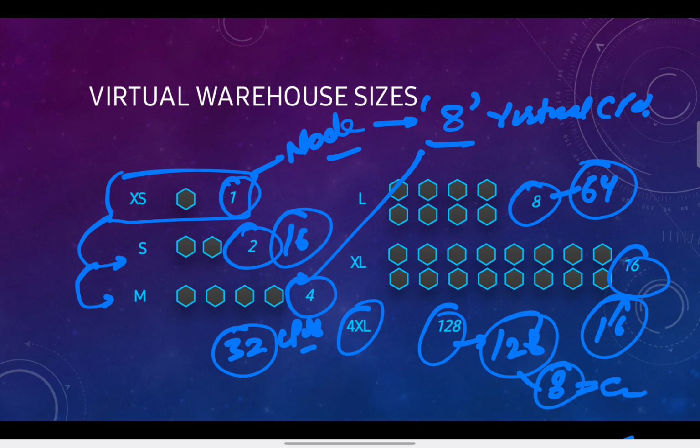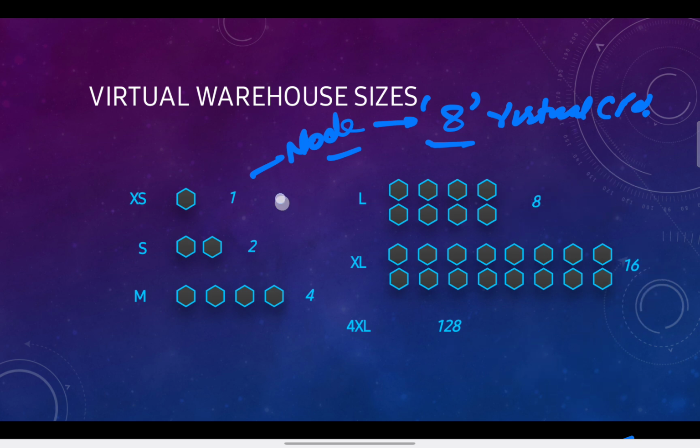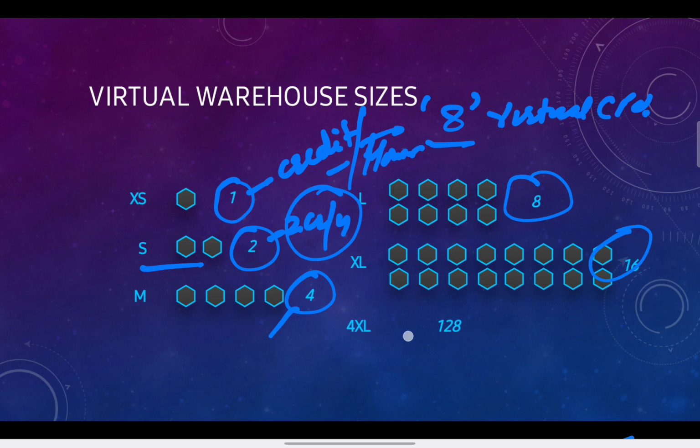So each size determines how many Snowflake credits you consume per hour. The bigger the warehouse, the more the charges per hour. So what I have written, these are the nodes. One node means 8 virtual CPUs, and one node consumes 1 credit per hour. In small there are 2 credits, so there will be 2 credits per hour. Similarly, 4 nodes means 4 credits per hour, and similarly 8, 16 and 128.